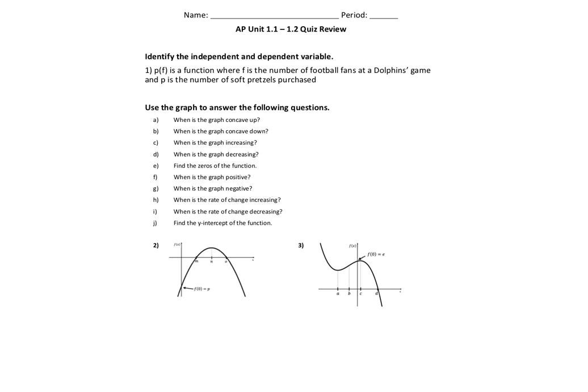So based on these two graphs, you're answering all these parts. Concave up, concave down, increasing, decreasing, zeros. Where is the graph positive? When is it negative? When is the rate of change increasing? When is the rate of change decreasing? If you know what you're doing, these are already answered, right? And then find the y-intercepts of the function. That's for 2 and 3.